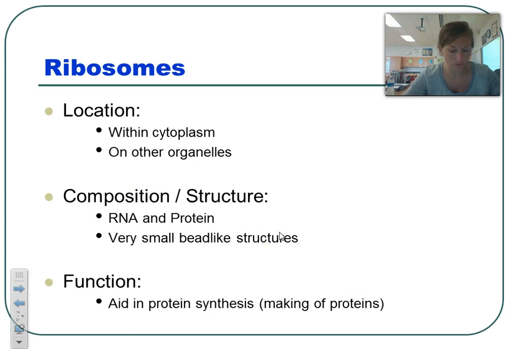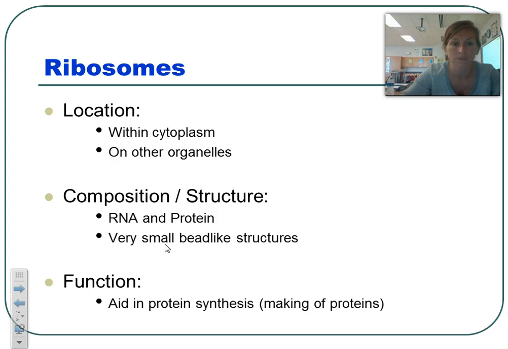All right, ribosomes. They are identified by number 1 in the picture on your handout. They are also within the cytoplasm and can be found on other organelles, specifically the rough endoplasmic reticulum. They are made up of RNA and protein, and they are very small bead-like structures, so they look like little sprinkles within the cell. They aid in protein synthesis, and to synthesize means to create, so basically they make proteins.